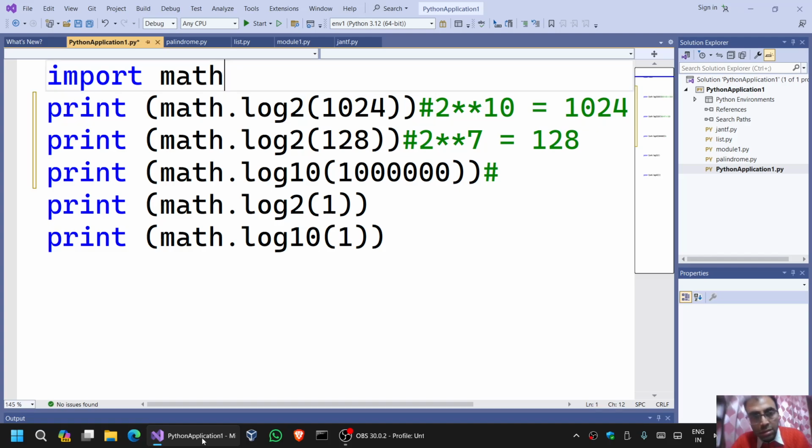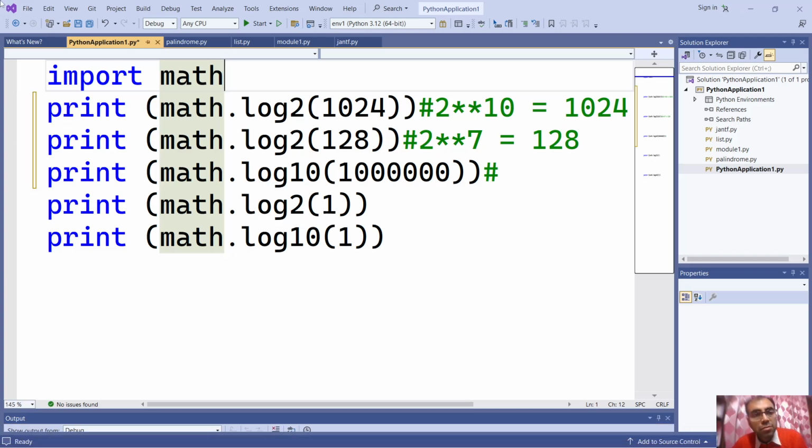Now, here what I do is I first of all import math, which you can see on your screen. This is for calling the mathematical stuff. Then print math.log 1024 to the base 2. Why? Because 2 multiplied by itself 10 times is equal to 1024.